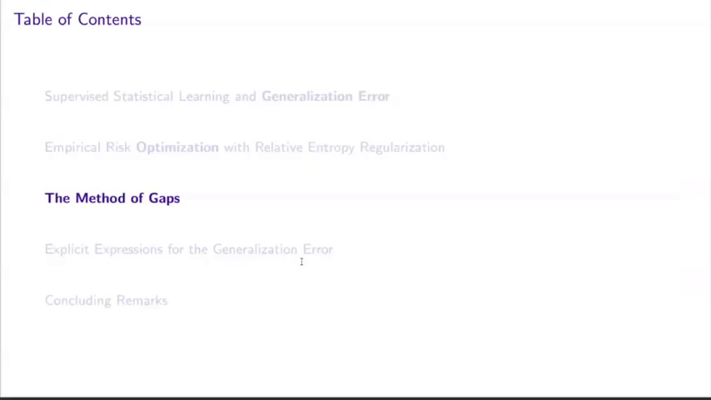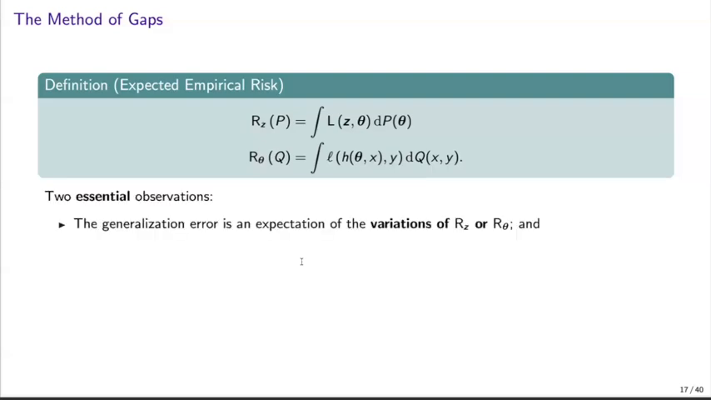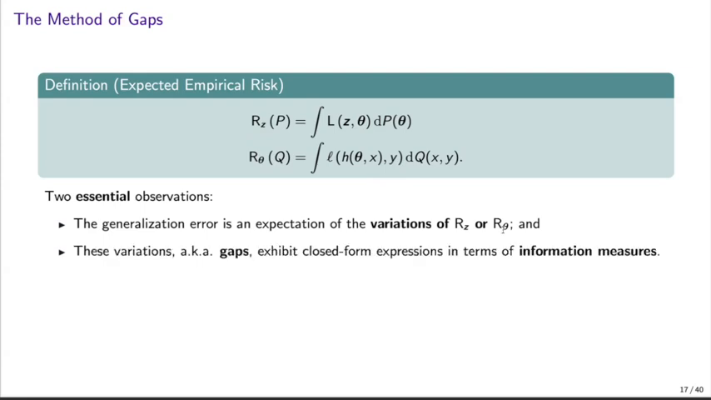Let me then introduce the method of gaps formally. This is just notation for you to have it in mind. What is important here are two essential observations. The first one is that the generalization error is an expectation of the variation of these functionals Rz or R theta. This is the main observation that will allow us to build the theory. Now, these variations that we will call gaps from now on exhibit interesting properties and closed form expressions that we have seen in terms of information measures.